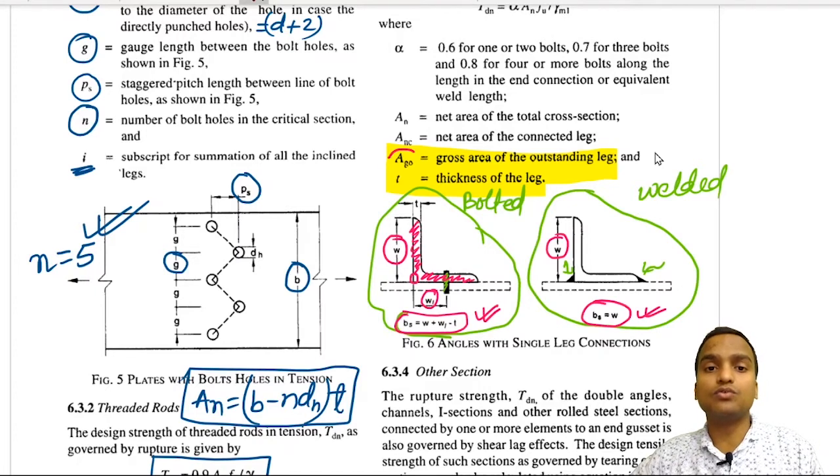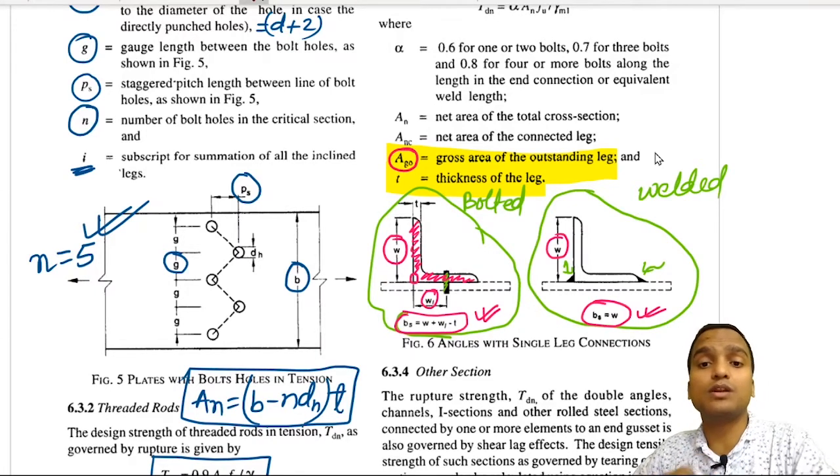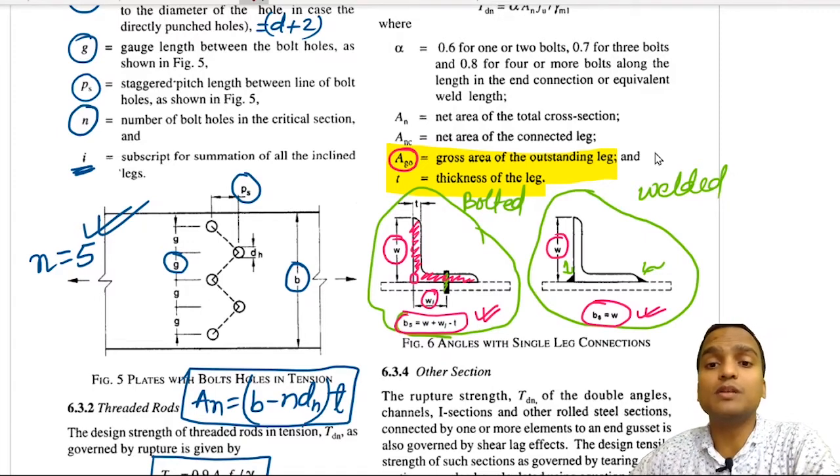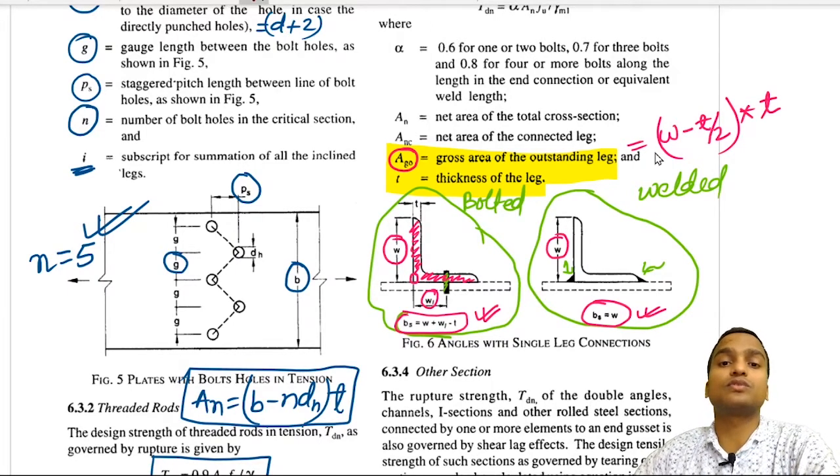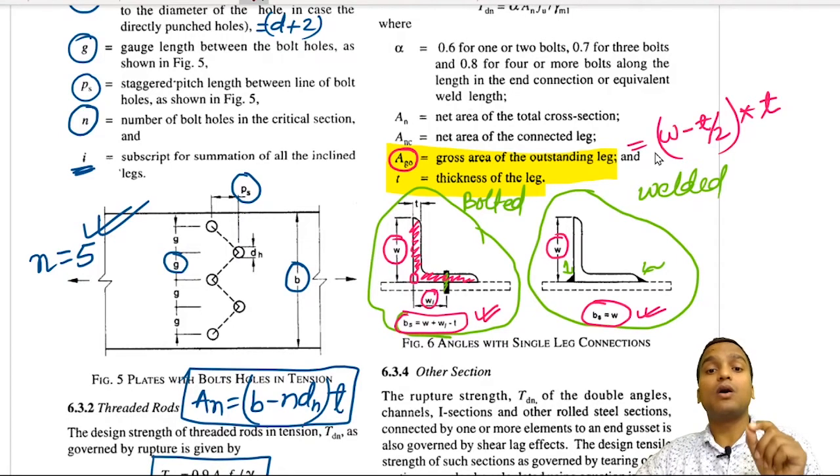So AGO here is equal to the gross area of the outstanding leg only. Now AGO will be equal to (W minus T by 2) into the thickness of the plate. Why T by 2 is used, I will tell you. This is the gross area of the outstanding leg, because the outstanding leg has a width equal to W, but here we are subtracting T by 2.